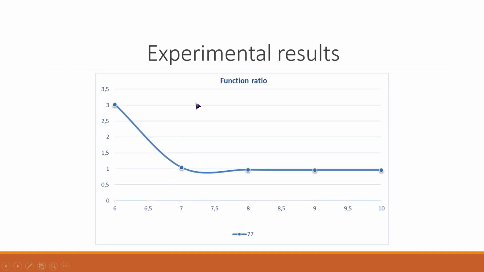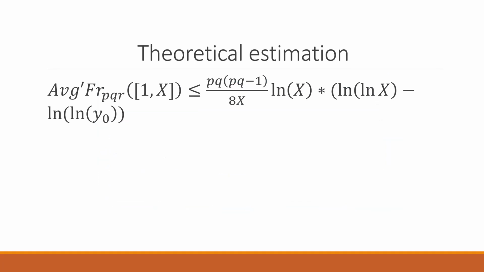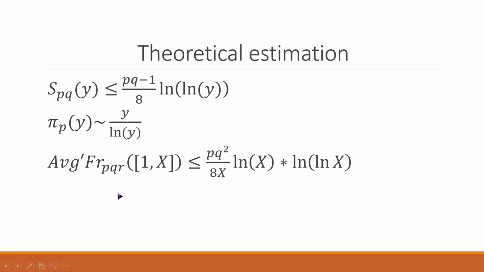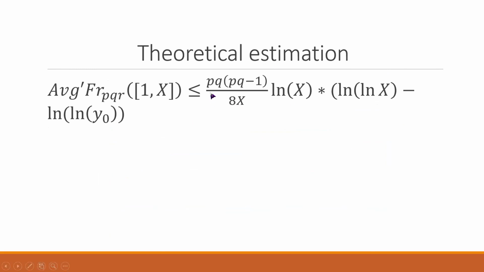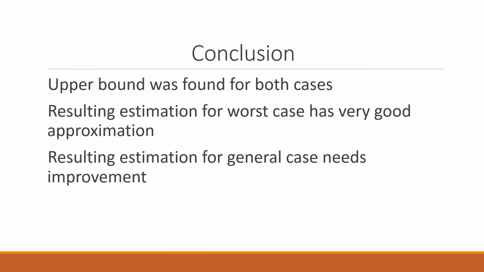And if we see the experimental result, we saw that the function ratio approaches 1 very fast, and we gave a good approximation only for this case. Which means that we found an upper bound for both cases, for the general case and for the worst case, also with additional condition. For the worst case, it has a very good approximation, but for the general case, it needs some improvement to get a better approximation.